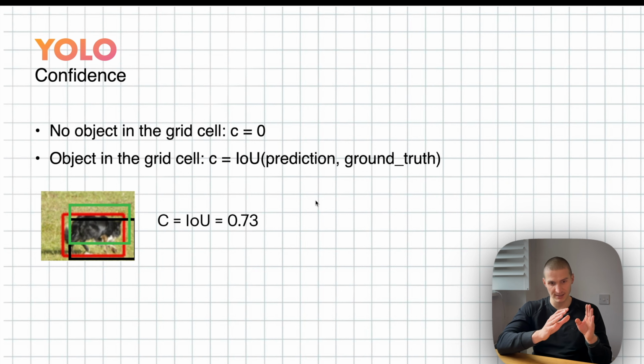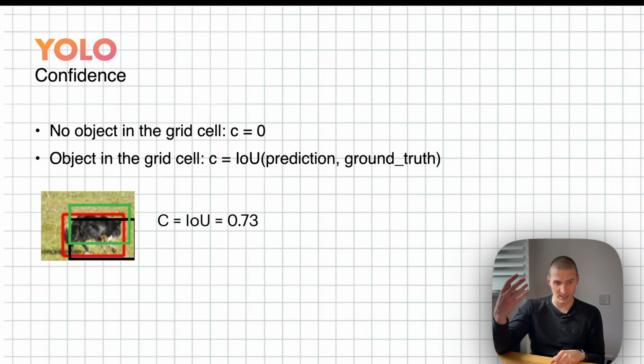So confidence does 2 things at once. First, it allows the model to say that there is no object by outputting C equals 0. Second, if the model thinks that there is an object, the model also outputs its confidence in how well it can predict the bounding box.